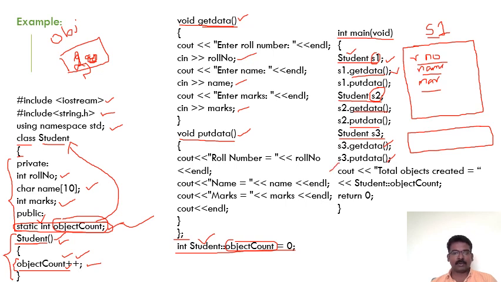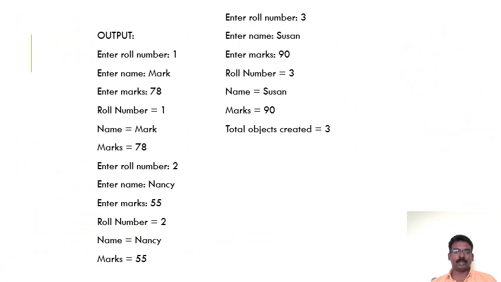So as of now, how many objects are created? To know this, we don't have any special function, but we can get it from the object count, because as soon as an object is created, the object count variable is incremented. So the final value in the object count variable can be taken as the number of objects created. That's what happens in the output also.